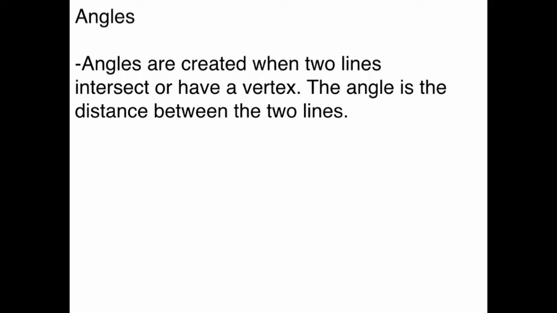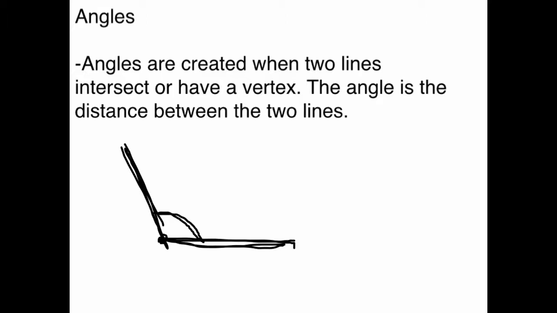Alright guys, today we're going to look at angles. Angles are created when two lines intersect or have a vertex. The angle is the distance between the two lines. So if I have this angle, this is my vertex, and this is my angle. And the angle is the distance here between this line and this one.